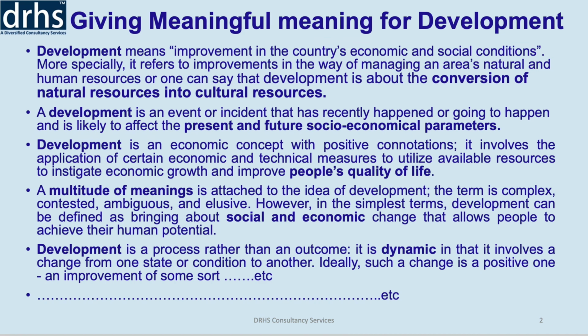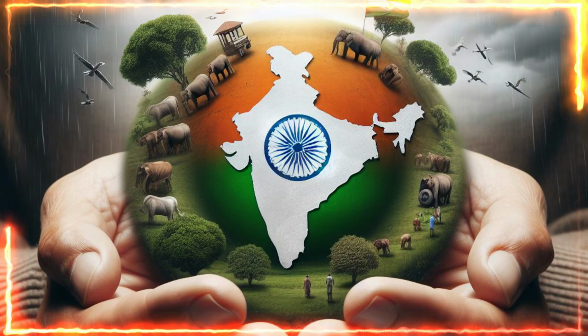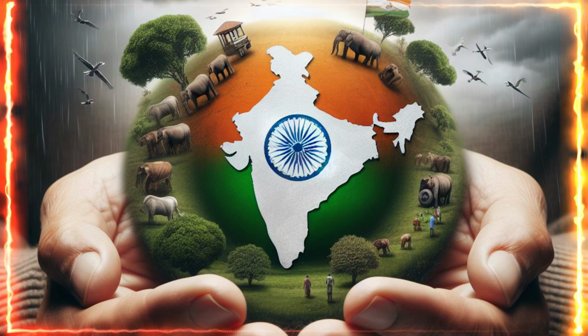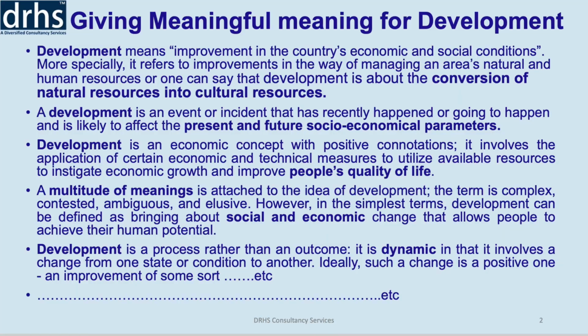There are different schools of thought that define development aspects in their own way. Some relate to the subjective nature of the development process, like economic development, social development, human development, environmental development, technological development, etc. There is no specific definition of development, but it is largely narrative from a subjective perspective, having a multitude of meanings attached to the idea of development. The term is complex, contested, ambiguous, and elusive.